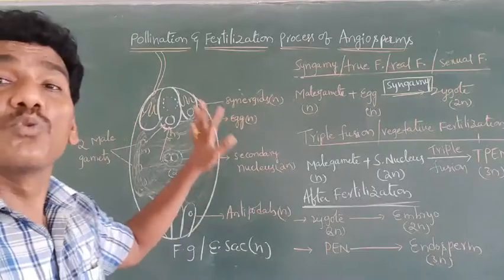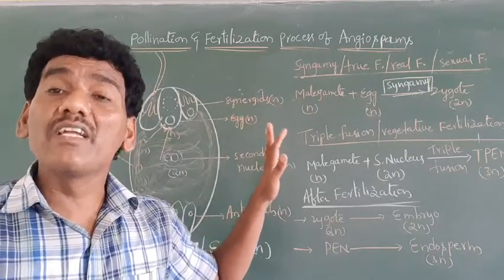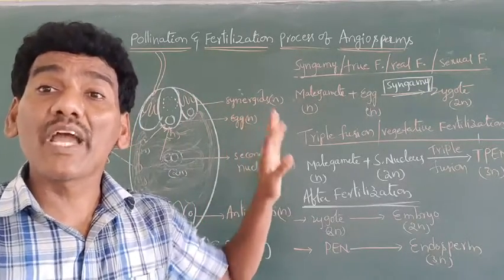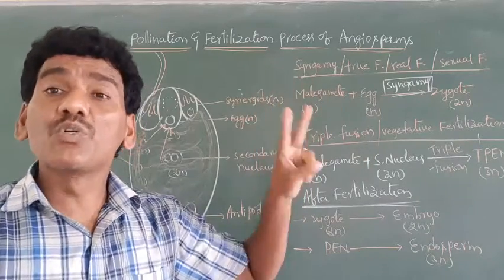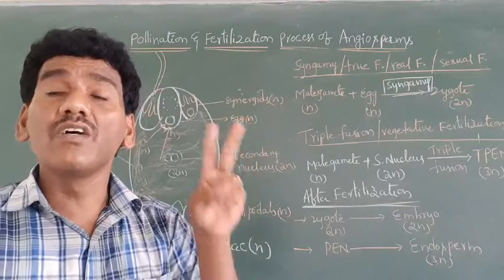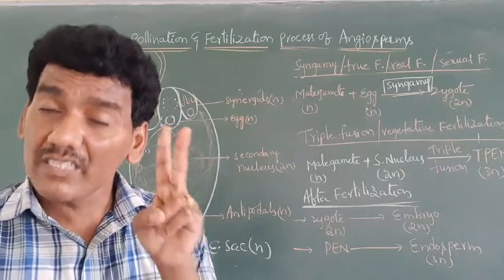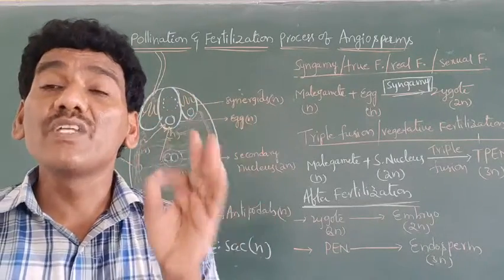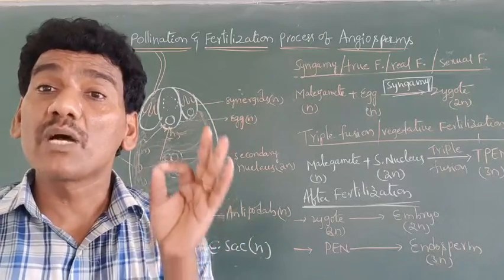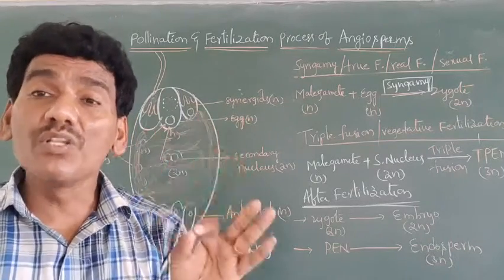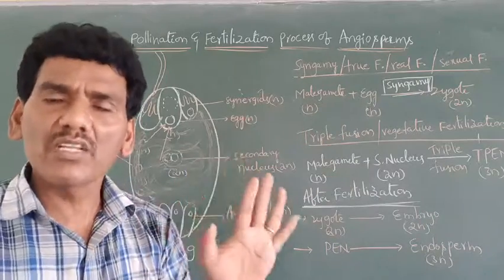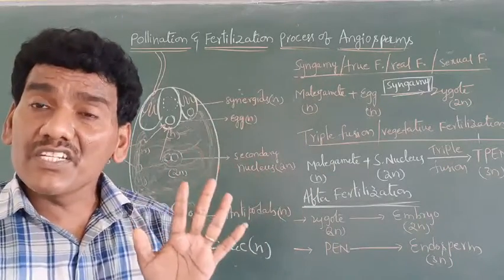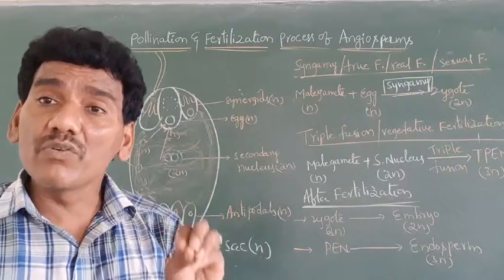That's why two types of fertilization mainly take place in the embryo sac of angiosperms. One is syngamy, the other is triple fusion. These two types of fertilization taking place in the embryo sac are a double fertilization. This is a unique feature of angiosperms only. This is about the pollination and fertilization mechanisms mainly involved in angiosperms.